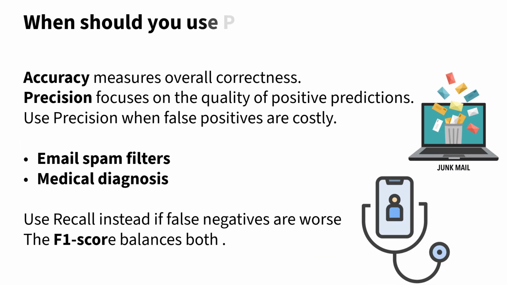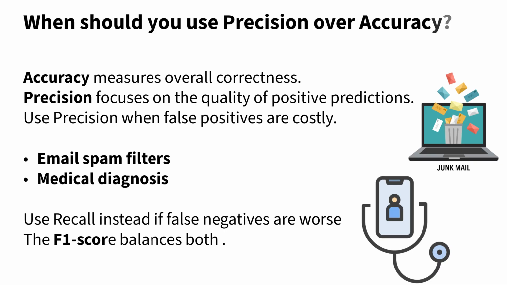When should you use precision over accuracy? In medicine, would you rather miss a cancer case or falsely flag someone healthy? Accuracy measures overall correctness, but in imbalanced data sets, it can be misleading. Precision focuses on the quality of positive predictions. How many predicted positives were actually correct? Use precision when false positives are costly.